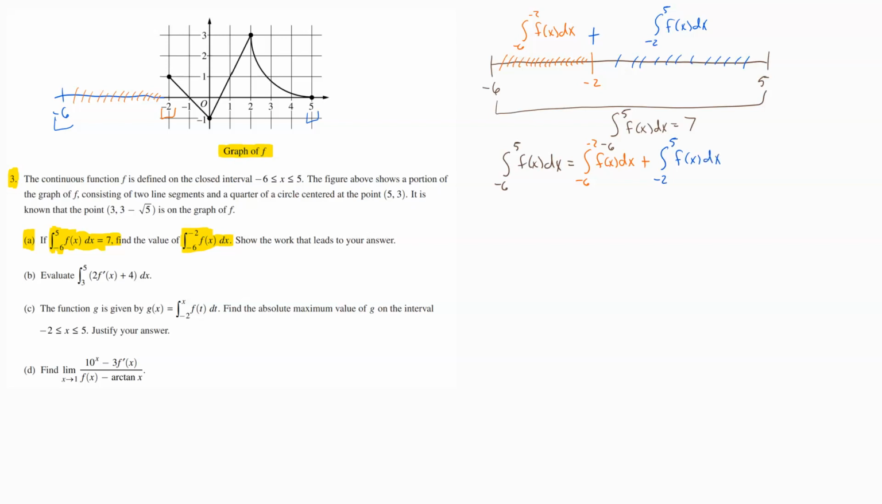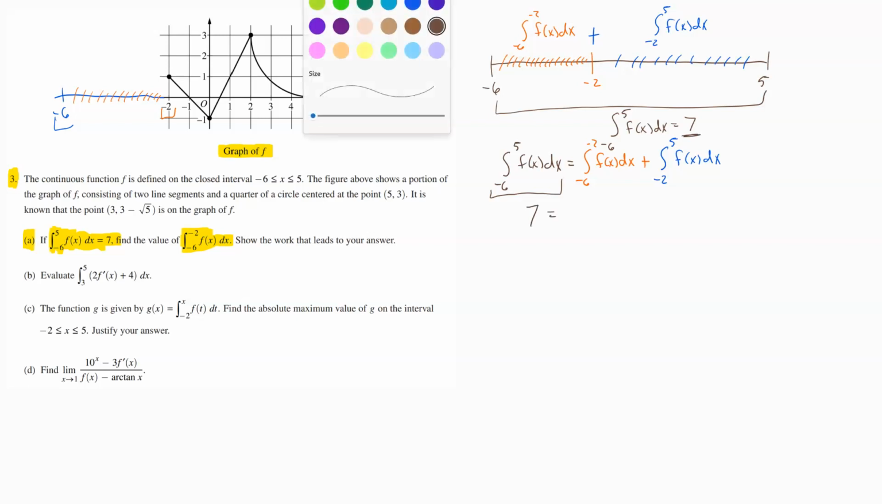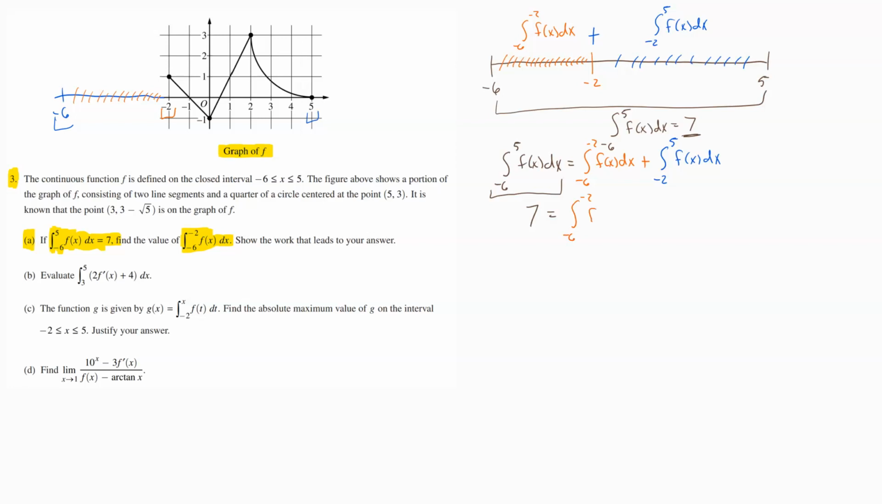So what we're going to do now is find out what each of those integrals equals. The blue one and the brown one there, we already know the brown one, and we'll find out what the orange one actually equals. So coming back through, the integral from negative 6 to 5 of f of x dx was given to me. That's the full gap. That's 7. This integral here is what we're trying to find, negative 6 to negative 2 of f of x dx.